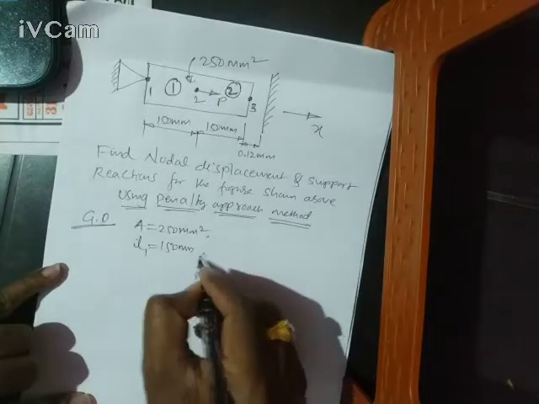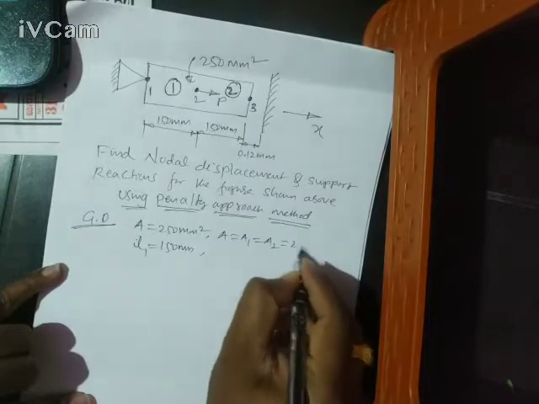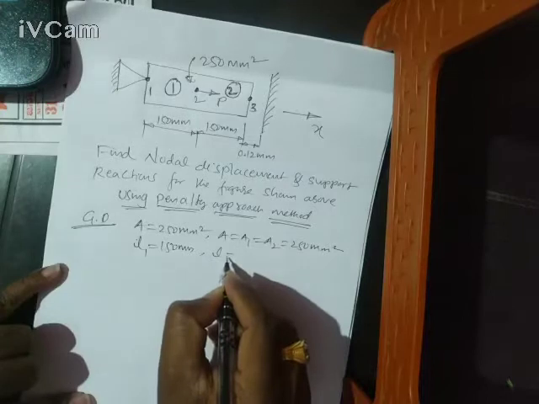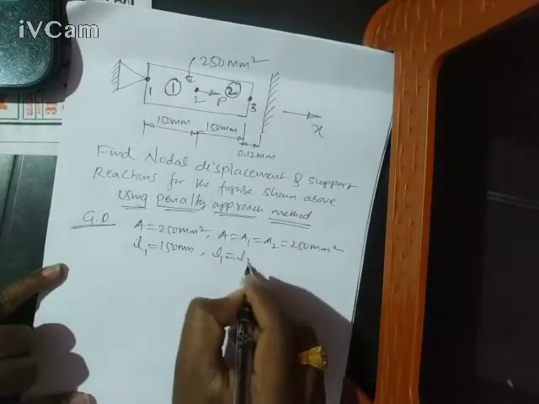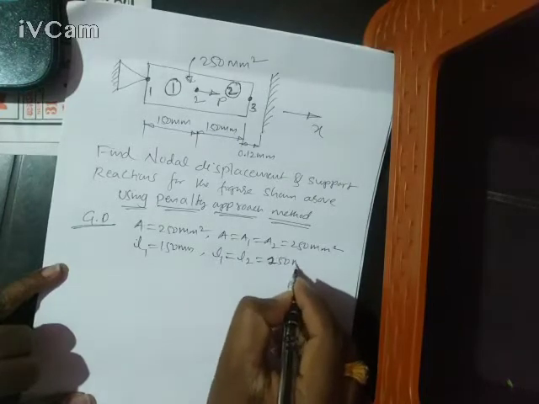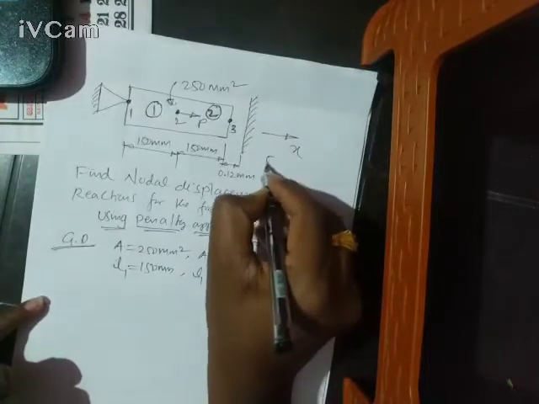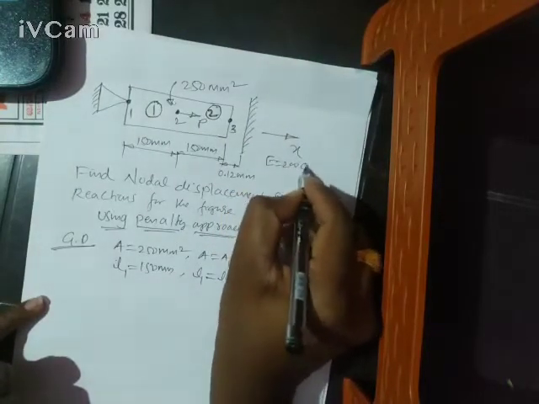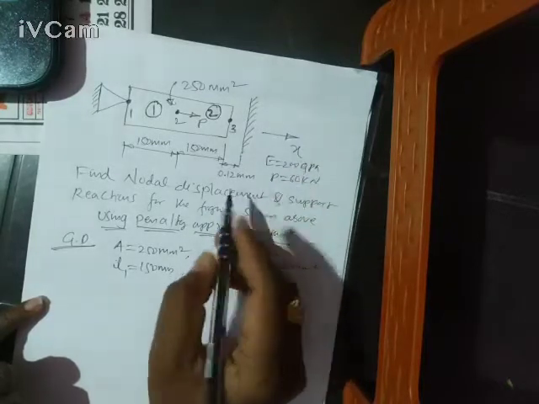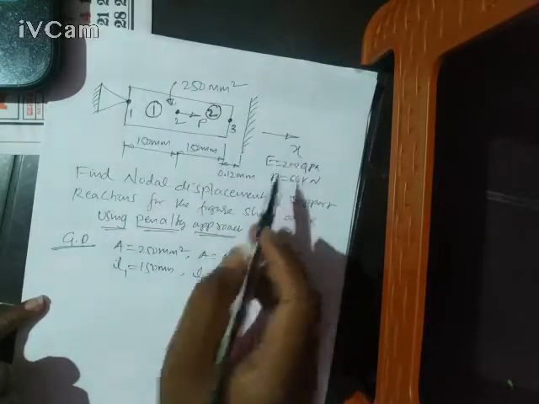So A is equal to A1 is equal to A2, which is 250 mm square. Similarly, L1 is equal to L2 is equal to 150 mm. They have also given in this problem E is equal to 200 GPa and P is 60 kilonewton. So P is equal to 60 kilonewton and E value is 200 GPa.